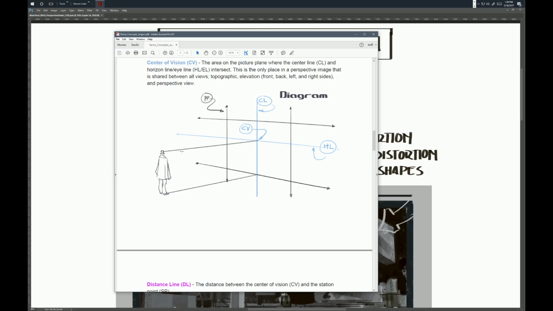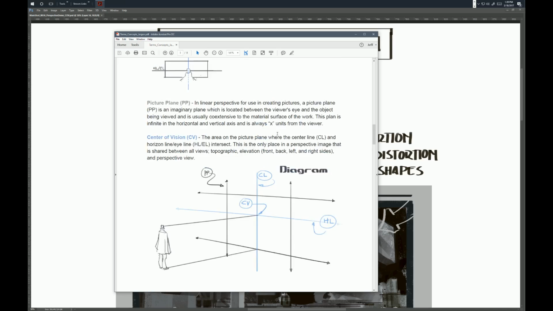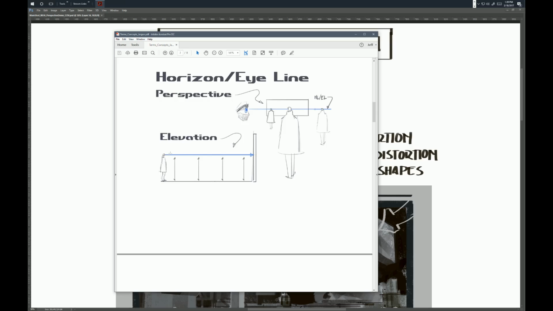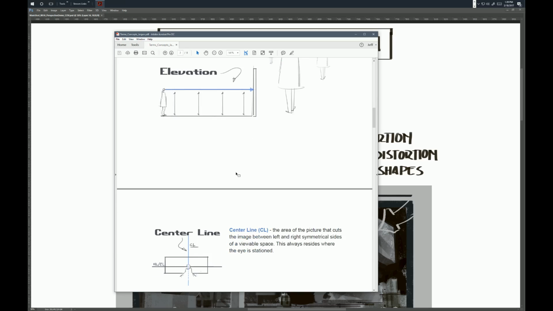And it just so happens that where the line of sight meets the picture plane, that's where you're going to find your horizon line and your center line. But only if the line of sight is parallel to the ground, right? So if we move up here, the line of sight needs to be parallel to the ground in order for our horizon line and our center line to meet. If this line is up or down and it is not parallel to the ground, then the horizon line is still going to be at the eye, but the center of vision will change.